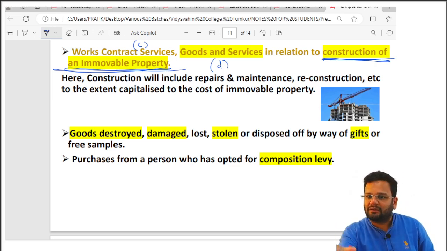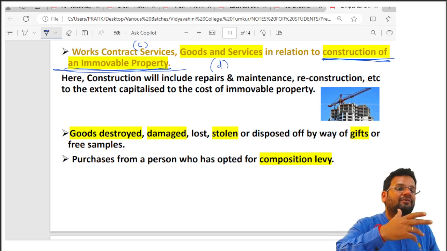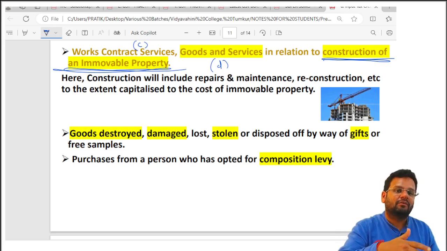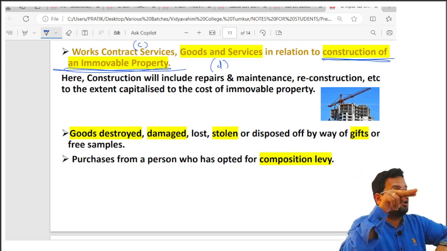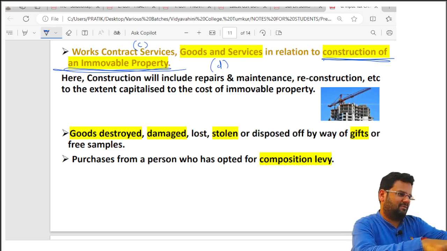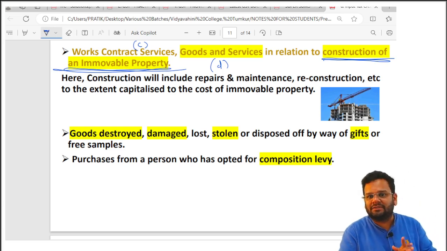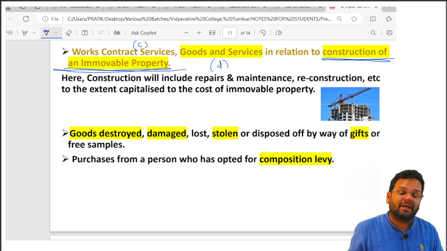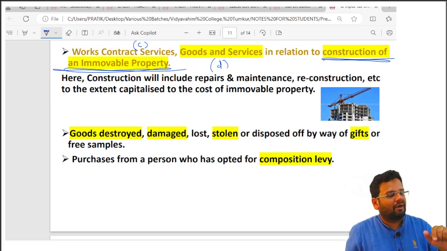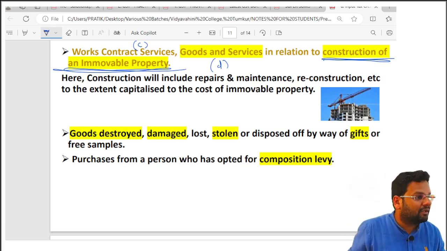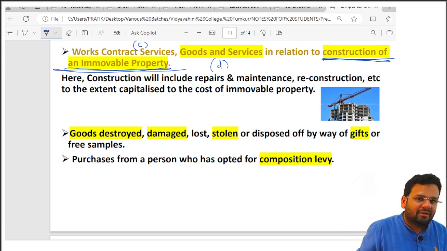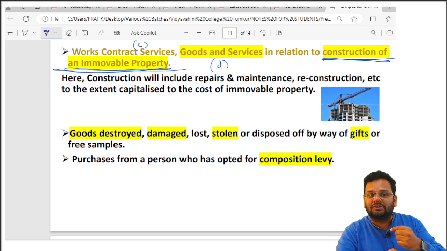So this is a contract. Which contract is this? Works contract. So works contract involves both supply of goods as well as service. Both. But government says we will call it as supply of service. It's actually a composite supply which has both goods and service. But then everyone will be confused whether to call it goods or service. So government has got facility of deciding whether to call a particular supply supply of goods or supply of service.